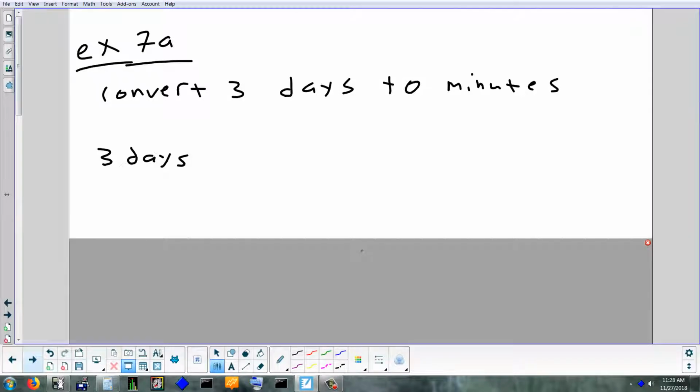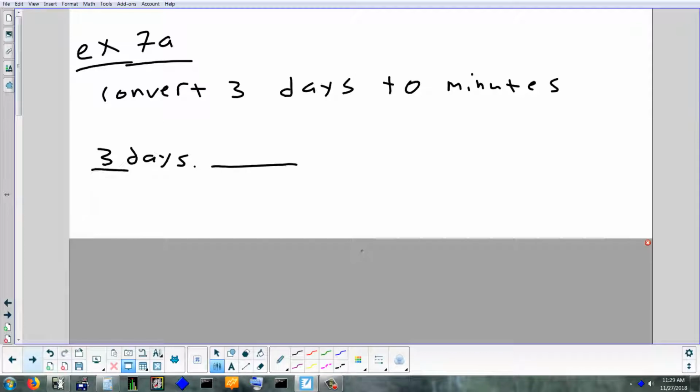And I want to convert to minutes. So what I do is multiply by conversion factors, one step at a time. So we're trying to get from days to minutes. What's the next smallest unit down from a day? An hour. So I need a conversion between days and hours. What's the conversion between days and hours? You would put 1 day on the bottom and 24 hours on the top.